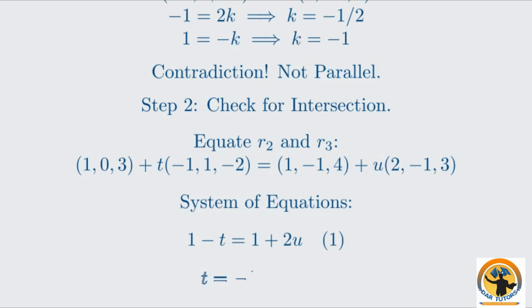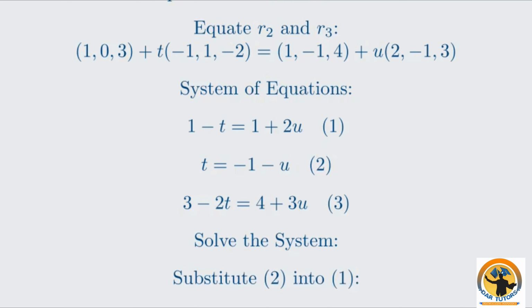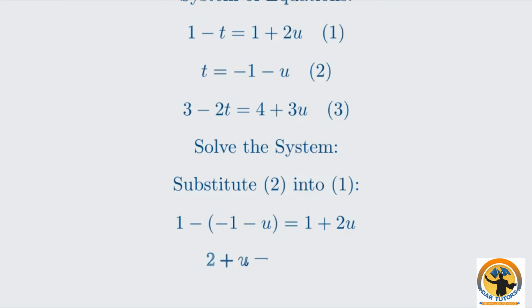1 minus t equals 1 plus 2u, t equals minus 1 minus u, and 3 minus 2t equals 4 plus 3u. We can solve this system. Let's use substitution. Substitute equation 2 into equation 1. Substituting t equals minus 1 minus u into the first equation gives 1 minus 1 minus u equals 1 plus 2u. This simplifies to 2 plus u equals 1 plus 2u, which means u equals 1.